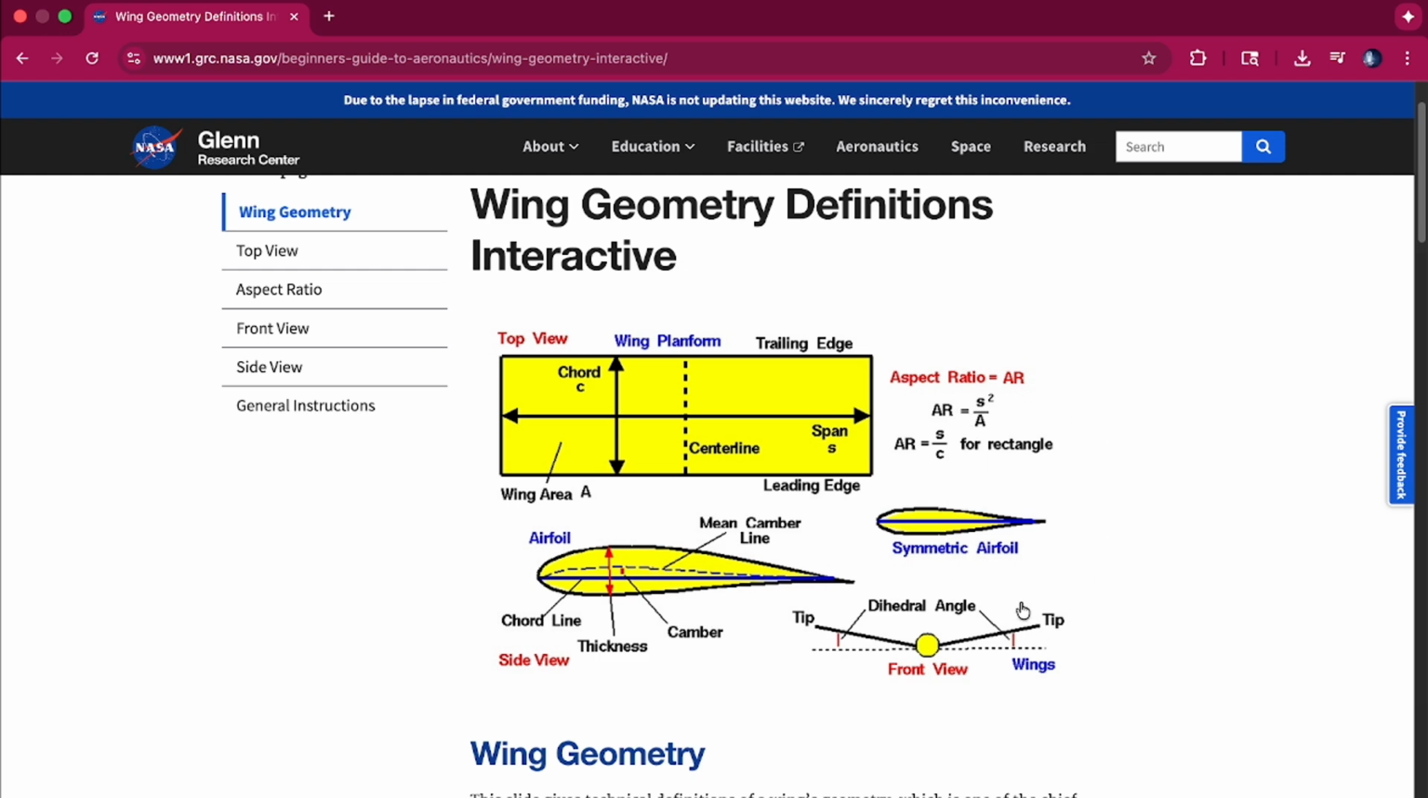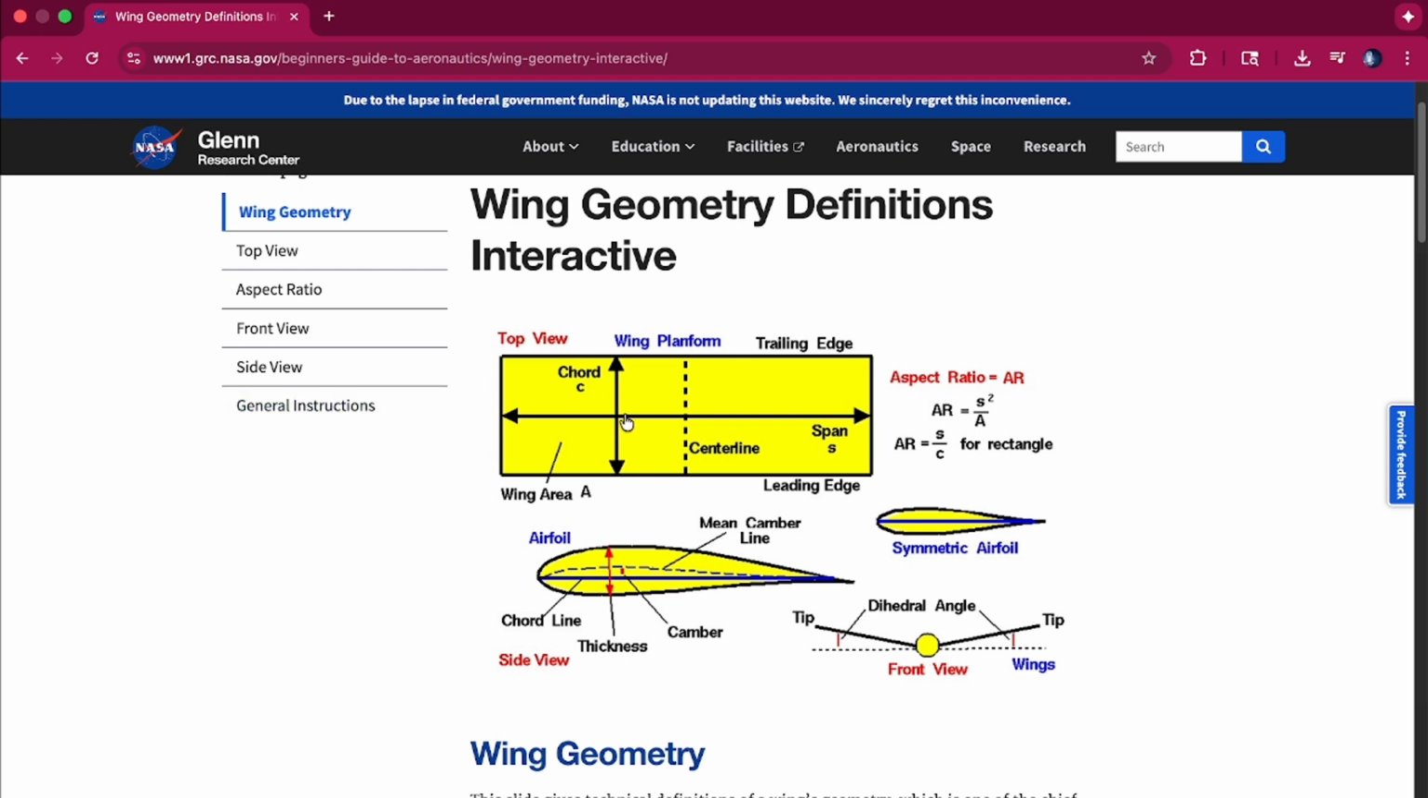This is essentially the aspect ratio, AR, which for a rectangular wing planform is S squared over A. I believe A is the wing area and S is the span. The span is the distance from the trailing edge to the end of the plane. No, from the trailing edge to the leading edge is the chord.